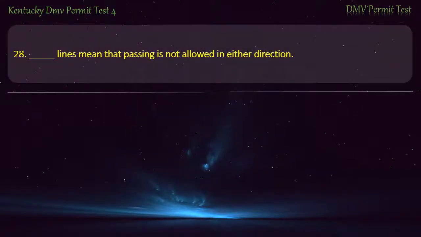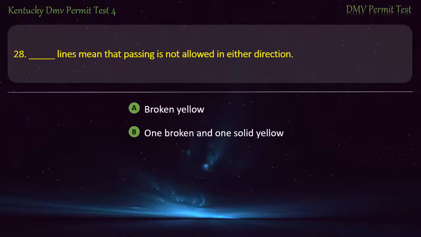Question 28. Lines mean that passing is not allowed in either direction. Broken yellow. One broken and one solid yellow. Broken white. Solid double yellow. Answer. Solid double yellow.